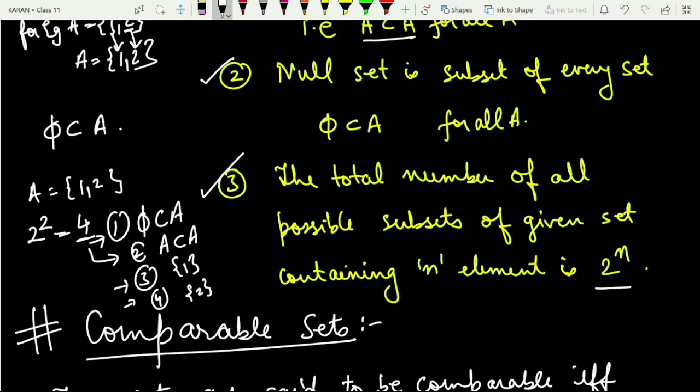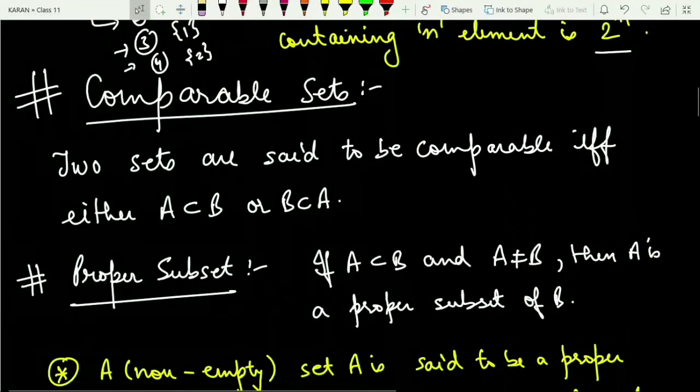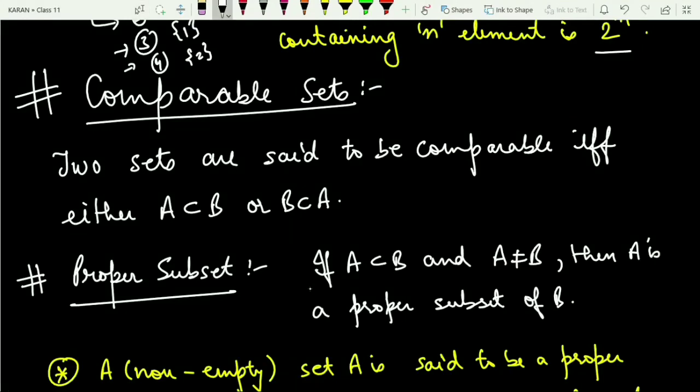Fine with this? Now moving on to the next definition, comparable sets. When can I say two sets are comparable? Two sets are said to be comparable if either A is contained in B or B is contained in A. Whenever such a situation happens, we say that the two sets are comparable.